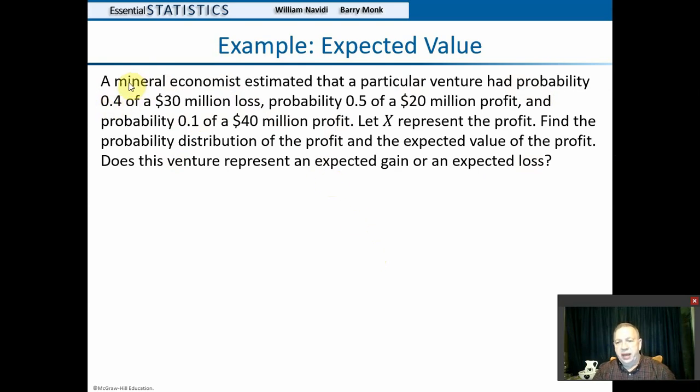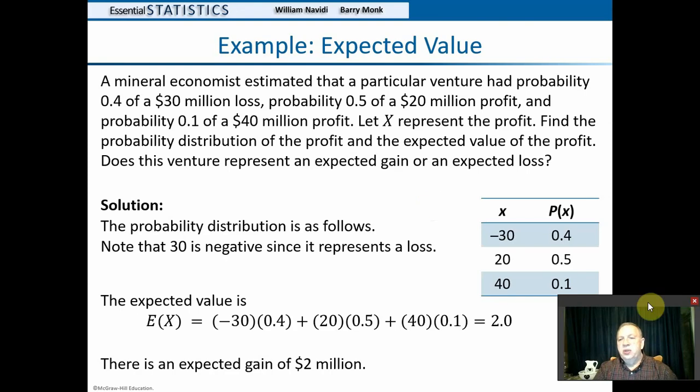40% of the time, I do not get any use out of this. So I don't strike oil. It's basically a loss. 50% of the time, I strike oil and I make a big profit, a $20 million profit. And then sometimes I actually hit a very good well, and 10% of the time, I make $40 million profit. So these were twice as productive.